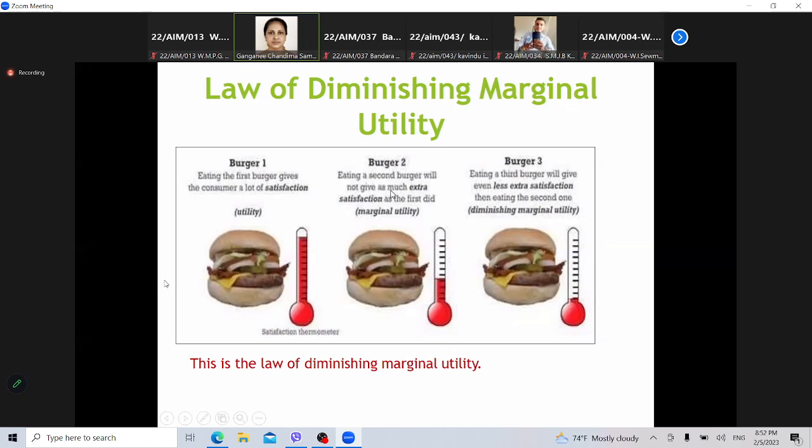Eating a second burger will not give as much extra satisfaction as the first did. Eating the first burger gives you a lot of satisfaction because you are very hungry. Your utility is very high. We measured it as 11 units. Now, with the second burger, though you are fond of eating burgers, your satisfaction is gradually decreasing, maybe to 4 units. For young students, maybe by the third or fourth burger the utility is decreasing so much. But just for your easiness, I took only three pictures. With each additional unit you have taken, utility is decreasing. Let's say another burger, and your satisfaction is again decreasing.